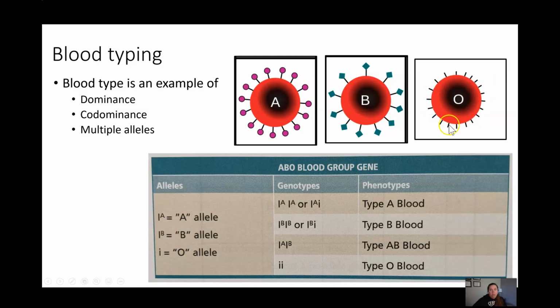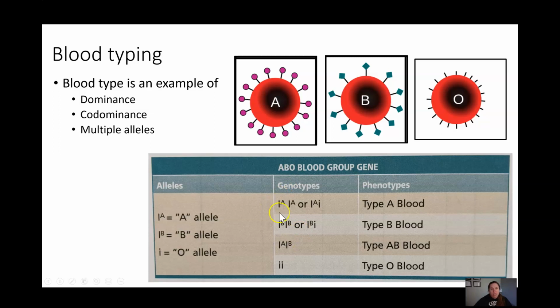So there is no marker if you have the I allele on the outside of your red blood cell. So blood typing shows examples of all three of these concepts: dominance, codominance, and multiple alleles. Let's look at how this works. Remember that we can have 1, 2, 3, 4, 5, 6. So there are 6 different possible combinations that a human can have in terms of their allele combinations.